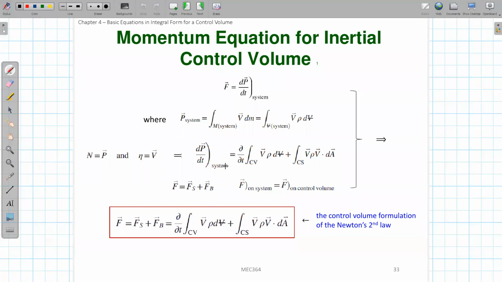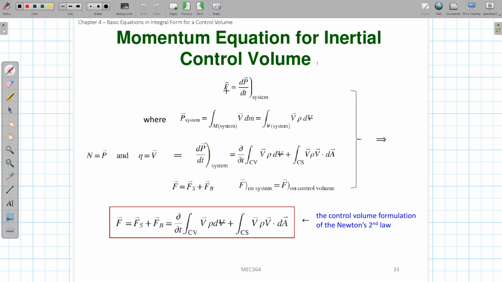So we're talking about mass conservation, and the next basic law we want to talk about is the conservation of momentum, or in other words, Newton's second law. This is the equation we introduced in the last lecture. So what is Newton's second law in a closed system?